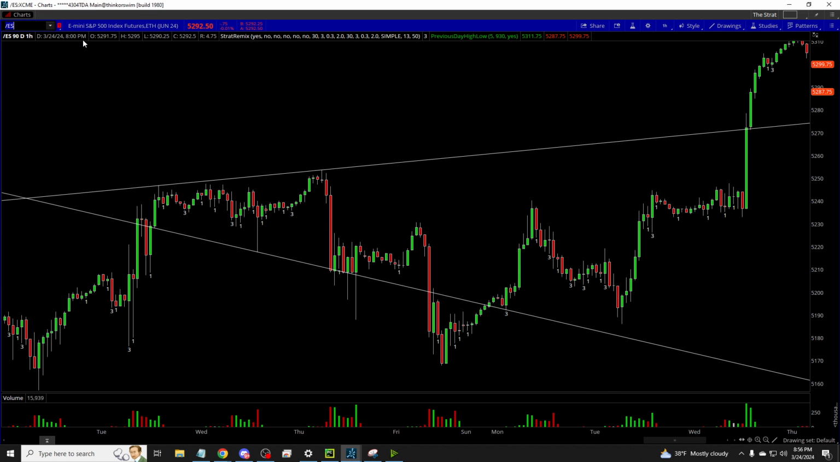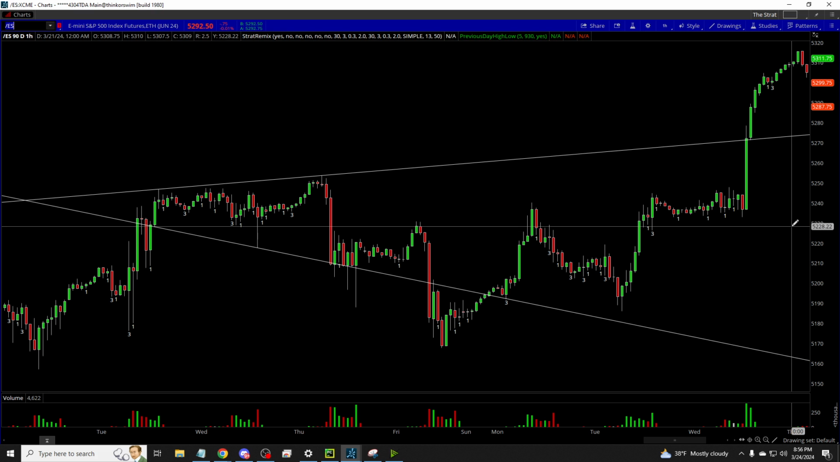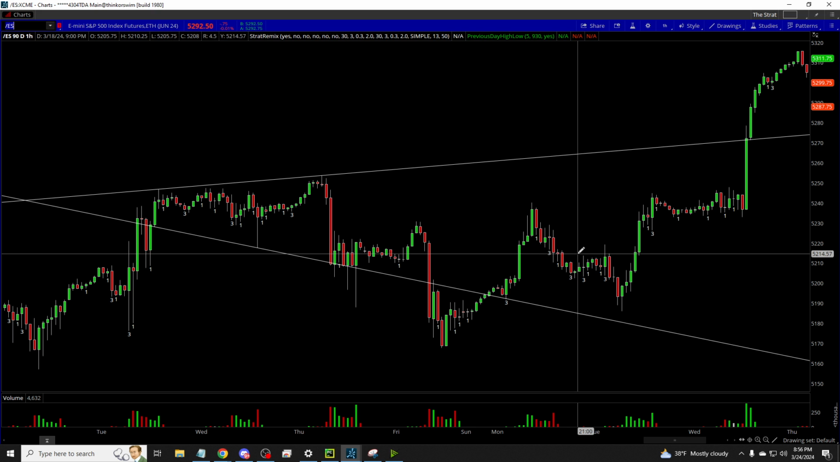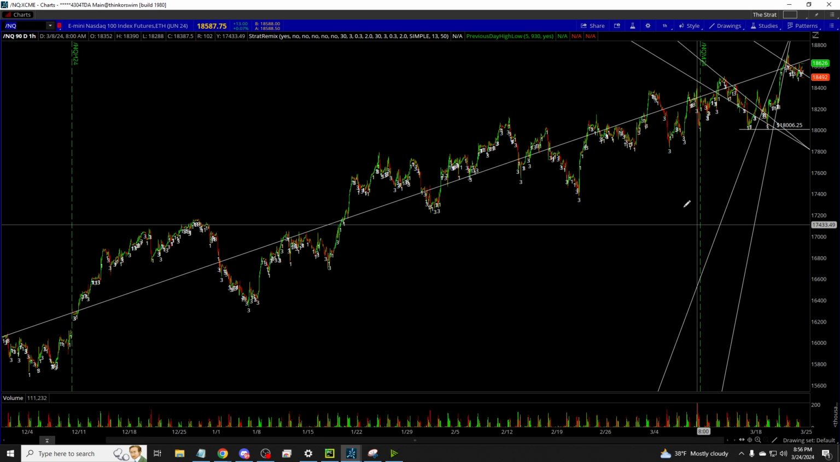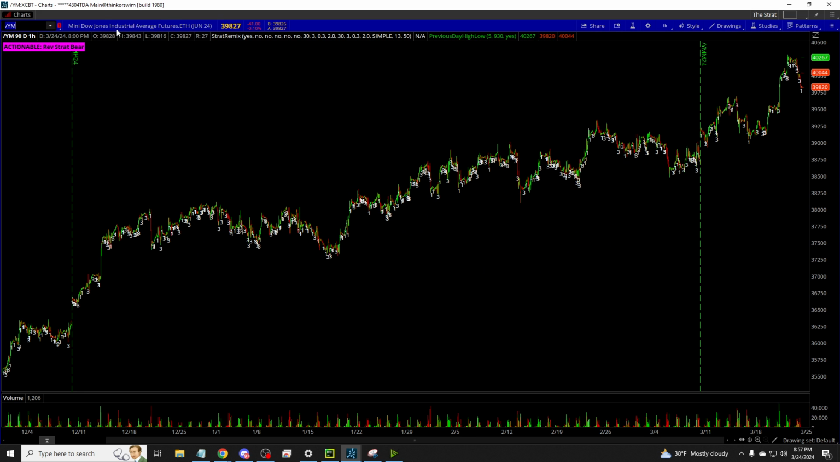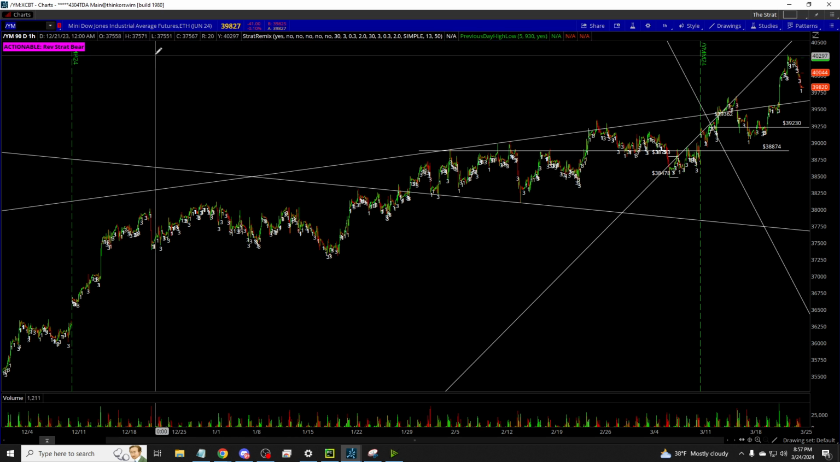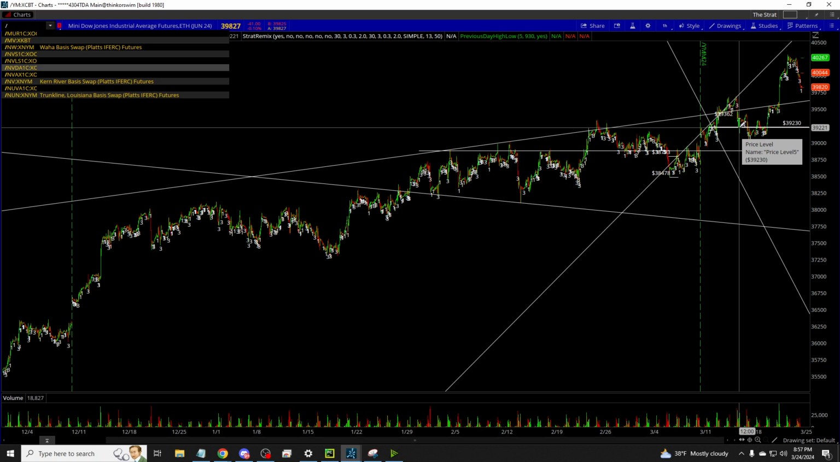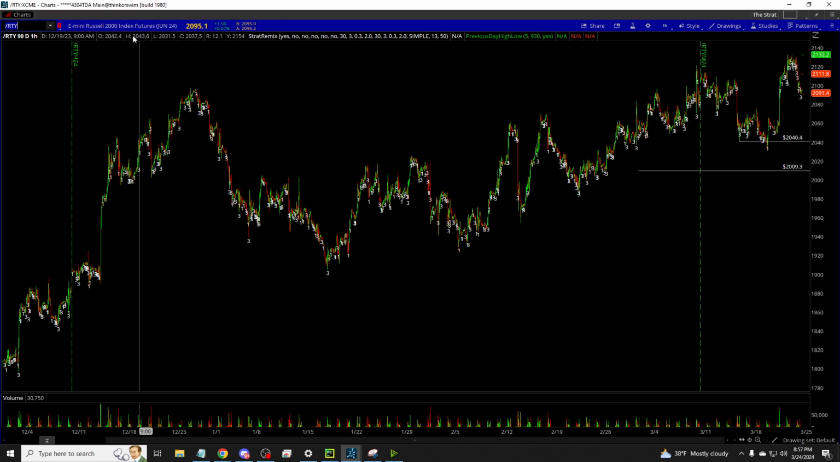But what we do is we don't trade the futures, because you get just the average of 500 stocks with the ES. And then the NASDAQ, just the average of 100 stocks. And then the Dow Jones, you get the average of, I believe, 30 stocks if it tracks the DIA. And then with the Russell, the RTY, the average of 2,000 stocks.